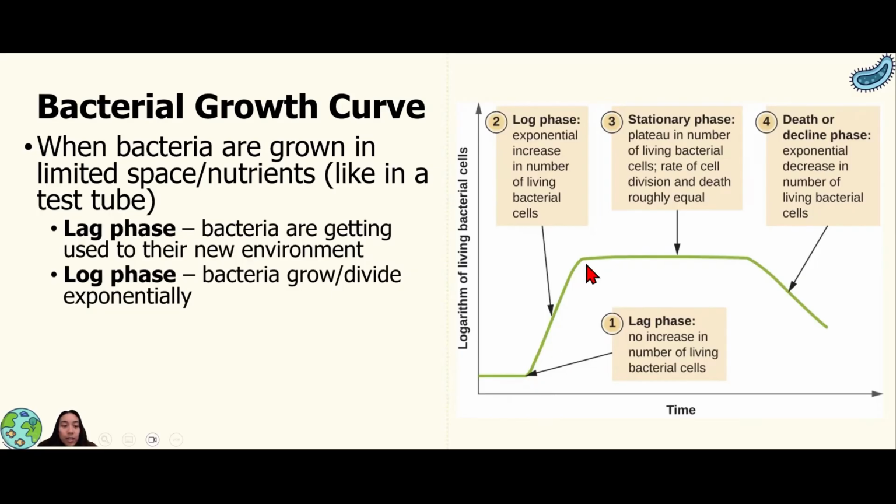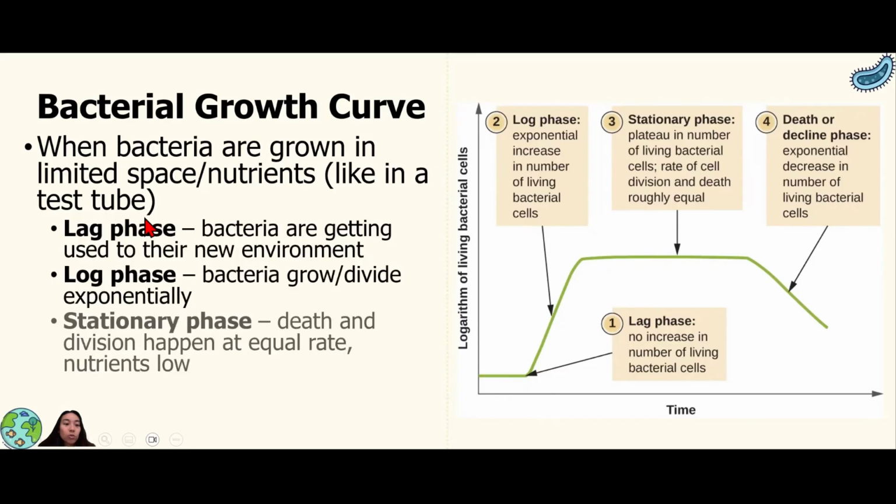Now, at one point, again, this is if we're growing them in a test tube, they will start to run low on nutrients and they will slow down their growth. And basically, what will happen is some of the bacteria will die and some of the bacteria will continue to divide. And there's kind of like this equal rate of death and cell division. And so you'll see that the number of living bacteria kind of plateaus. And this is because the nutrients are starting to run out.